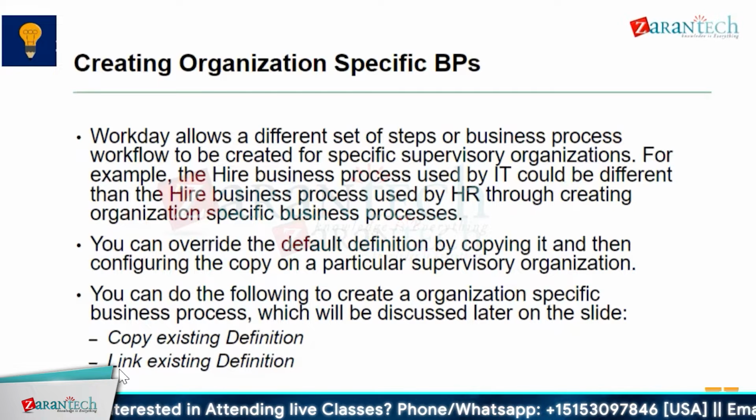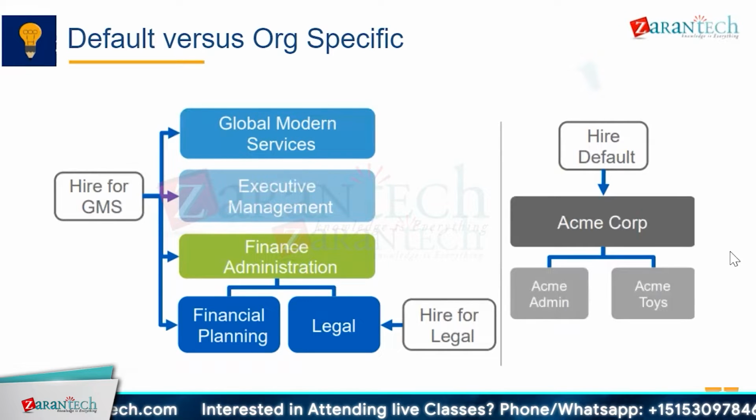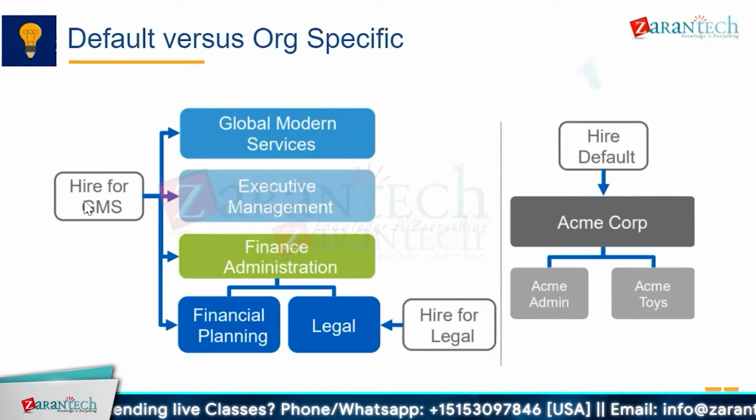But if you're linking, so let's say over here, I went to related actions on the supervisory org, and I said I wanted to copy and link the business process definition, and I chose link. Then it's going to take this Hire for GMS. And if I make any changes to the one that's linked here, it's basically going to affect this. So it's just one. All you're doing is linking. They're dependent on each other.